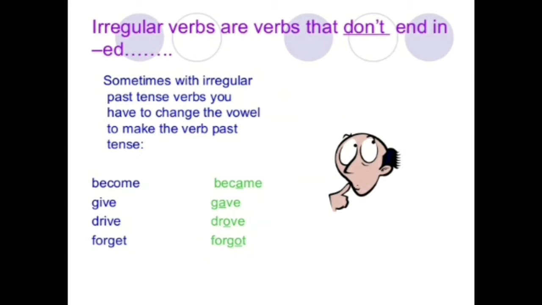Irregular verbs are verbs that don't end in ed. Sometimes with irregular past tense verbs, you have to change the vowel to make the verb past tense. For example, become, became, give, gave, drive, drove, forget, forgot.